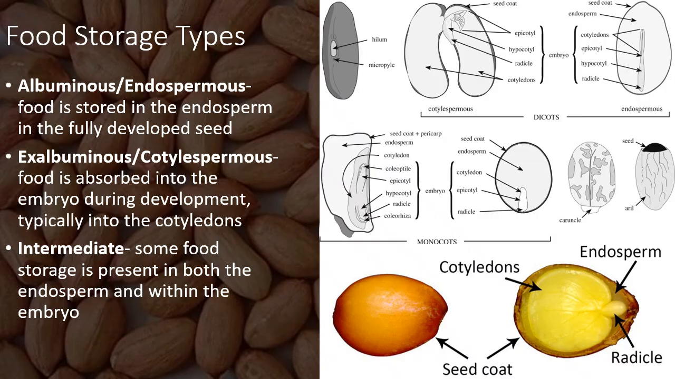So it's actually already ready to go inside of the embryo rather than outside. We also have some seeds which have an intermediate food storage type where they're storing some food outside the embryo in the endosperm, and they're storing some food inside the embryo. So this bottom image, I don't know what species of plant this is, but we can see that within the seed we have these very, very large cotyledons or seed leaves.